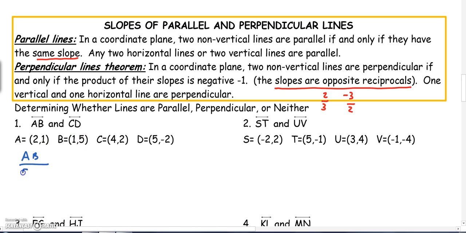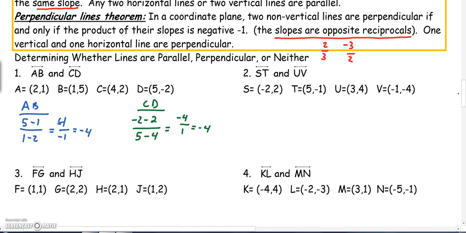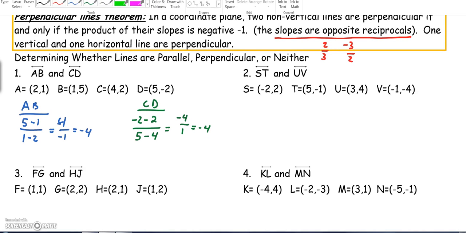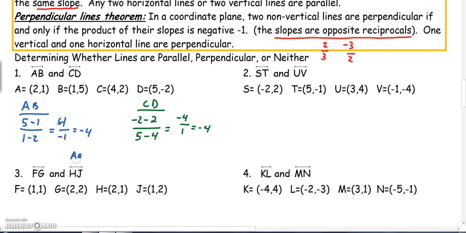my y-coordinate's 5 minus 1, my x-coordinate's 1 minus 2, so we get a slope of 4 over -1, which is -4. Then we're going to find the slope of CD. So we have -2 minus 2, and 5 minus 4, which gets us -4 over 1, which is also -4. Because these lines have the same slope, we are going to say that line AB is parallel to line CD.